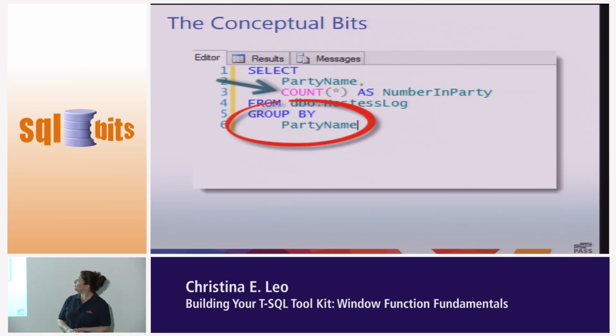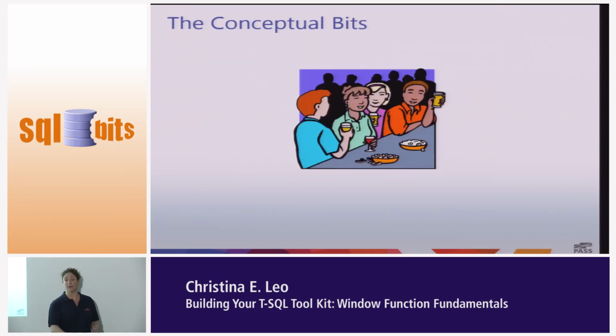Most of you should be familiar with using grouped aggregates already, right? You've done counts and sums and min and max with our GROUP BY clause. A grouped function returns a single expression per grouping column. It's a scalar value.